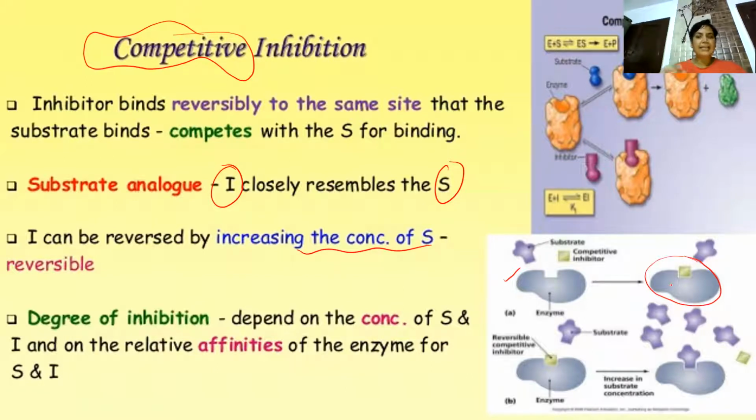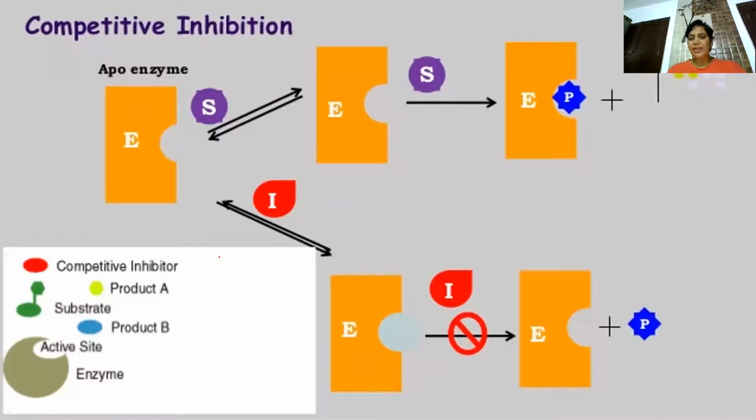Or in case we have to explain competitive inhibition in terms of Vmax and Km: Km increases in competitive inhibition because the affinity of the enzyme for the substrate decreases, and Vmax remains the same. This is a very good depiction. You can see if the substrate is combining, a simple enzyme substrate complex forms and product is produced. But if the inhibitor is combining, no reaction.